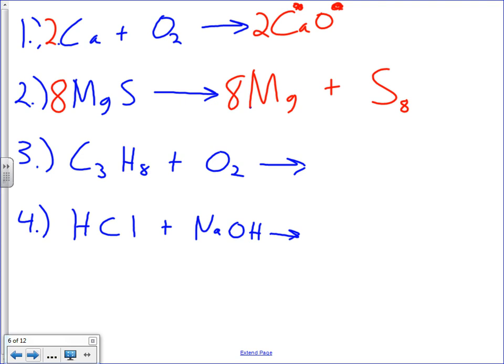CO2. Water and CO2. Okay? Always. Those are always the products. Combustion reactions are the easiest ones to predict because it's always the same. Doesn't matter what you got over here, it's always going to be CO2 and water. All right. The special balancing rules are balance alphabetically and the rule of 2.